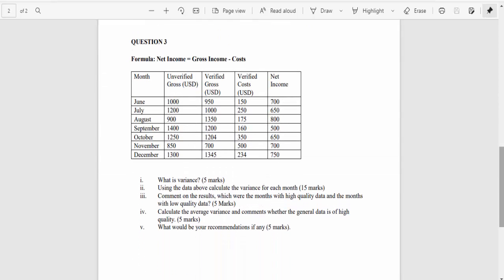So as you can see again, this question comes up. Remember the other paper I showed you where there were all these numbers in table form? It's essentially talking about data quality. What is variance? Using the data above, calculate the variance for each month. Comment on the results, calculate the average variance. What would be your recommendations? Very good question, guys, and it's highly practical.